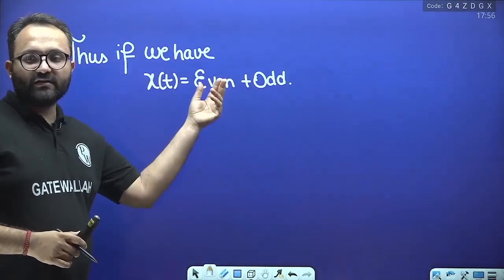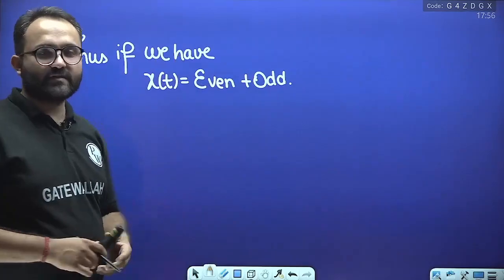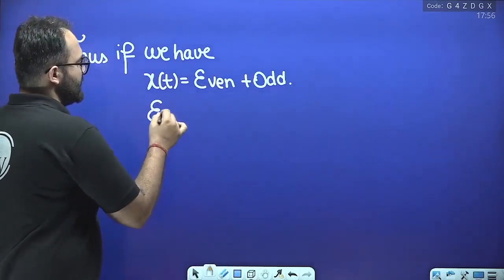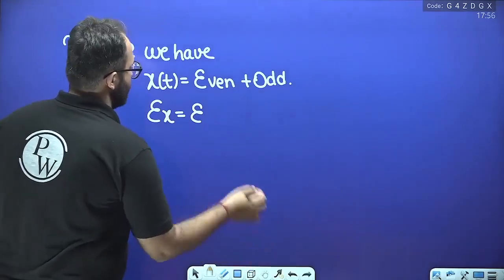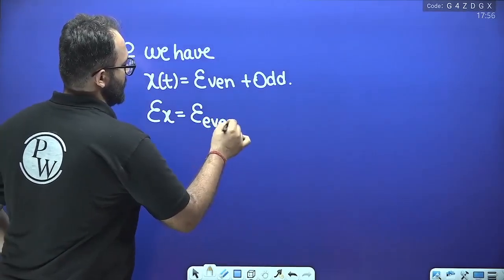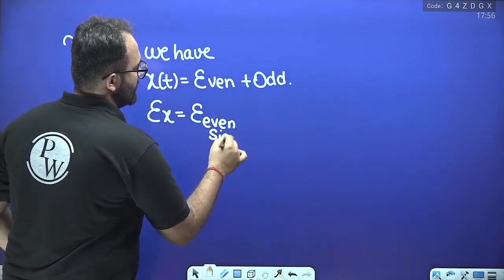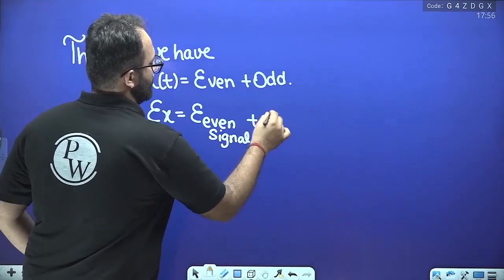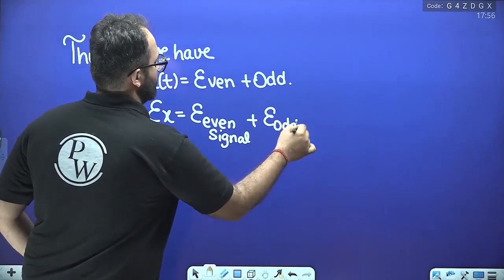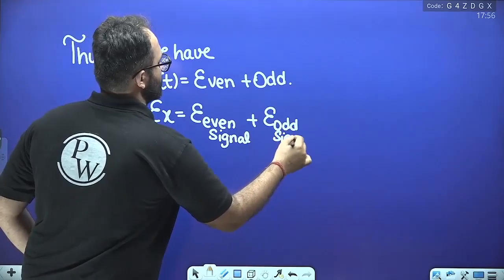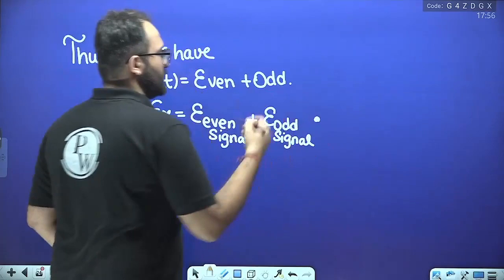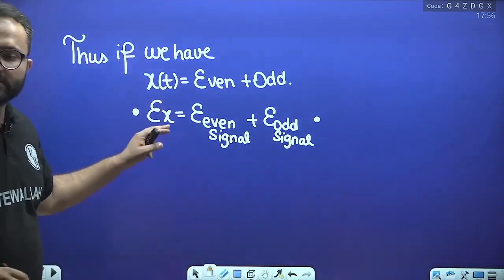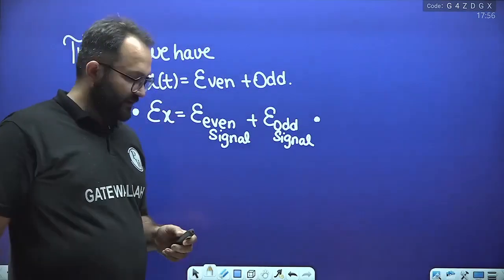Now the even signal and odd signal are orthogonal to each other. So we can see that energy of x will be equals to the energy of the even signal plus energy of the odd signal. Okay, because we know that when the signals are orthogonal, this property is valid. So this property is valid here.